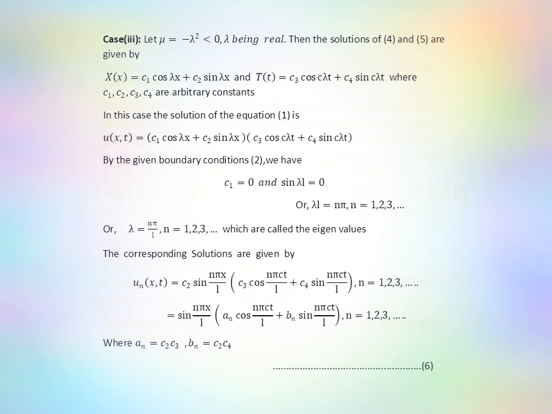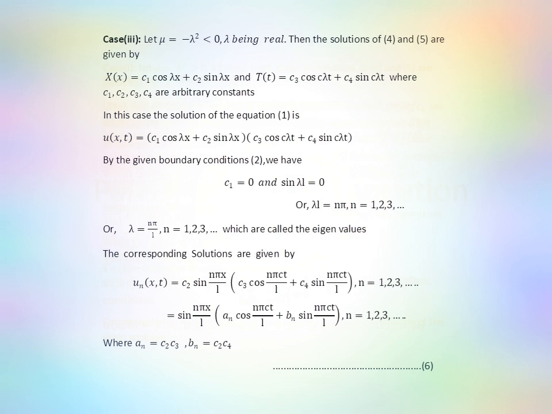As you know, in this case the solution of equation 1 is u of x,t equal to c1 cos lambda x plus c2 sin lambda x, multiplied by this. So by the given boundary conditions we have c1 equal to 0 and sin lambda l equal to 0. When sin lambda l equal to 0, lambda equal to n pi by l, where n equal to 1, 2, 3 and so on, which are called the eigenvalues.